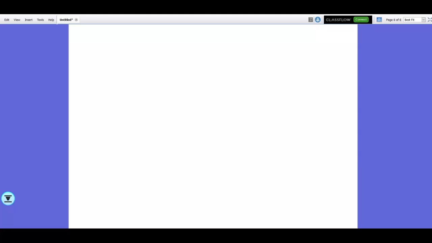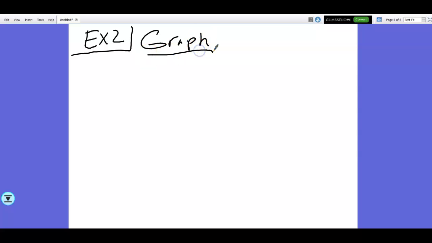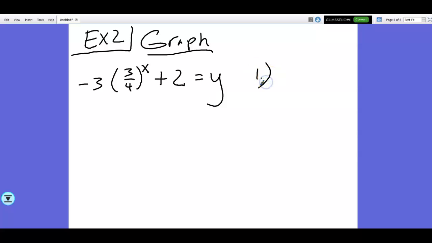All right, here we go. Example 2. Let's graph again. All right, so let's say I have negative 3/4 x plus 2 equals y. All right, you guys ready?